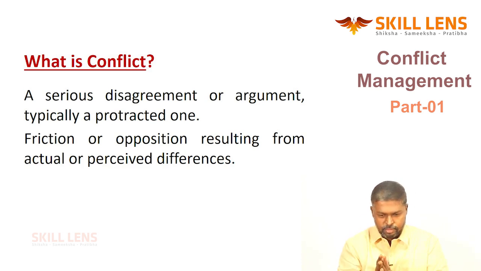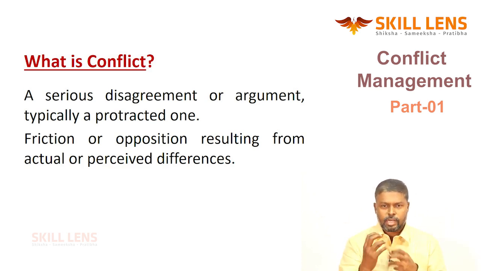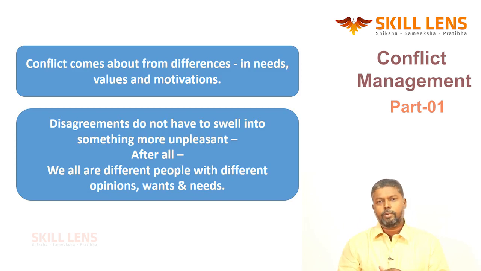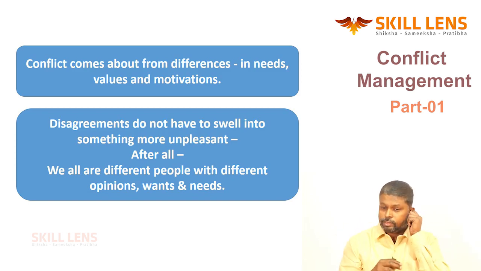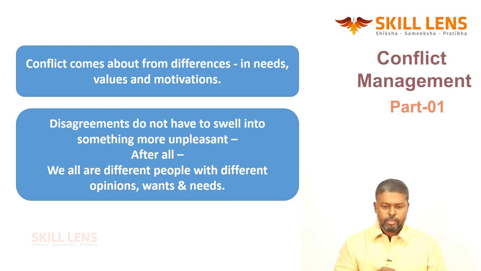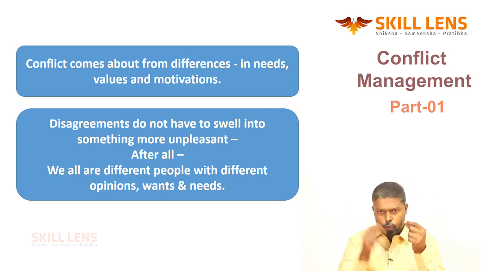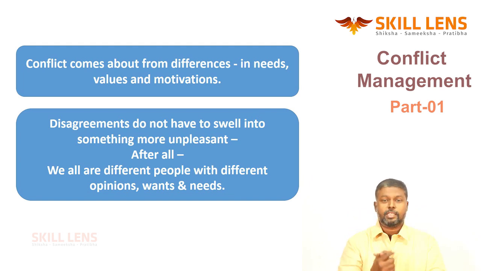Conflict is the stuff of life. We cannot ignore it. It is friction or opposition between two parties, or actual or perceived differences between two parties; this is where conflict comes in. Conflict comes from differences in needs, values and motivations. Disagreements do not have to swell into something unmanageable, or get two parties into a problematic situation which cannot be solved or managed. That is conflict, and how we manage things is the whole process of conflict management.